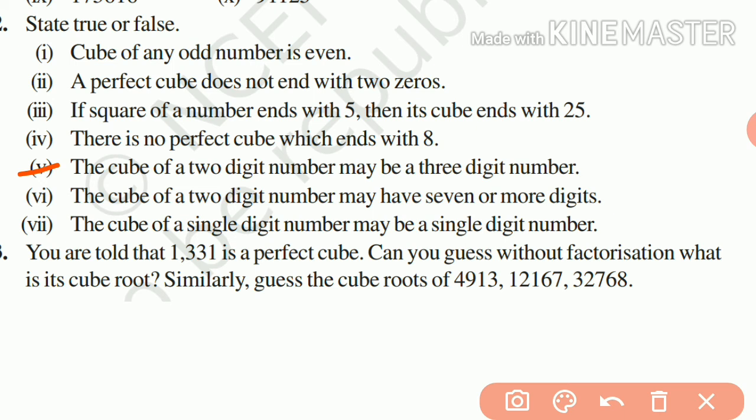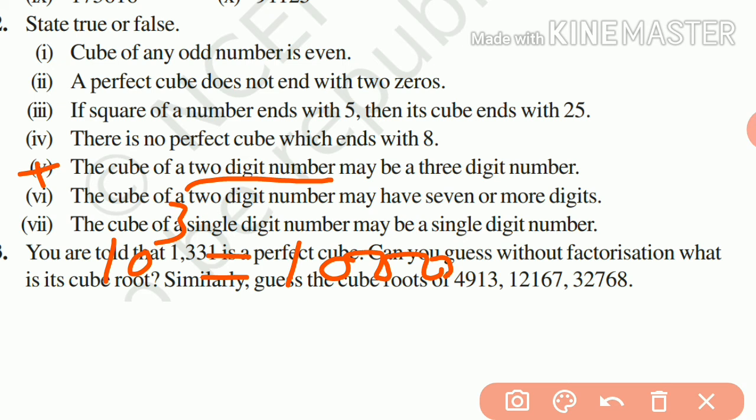Fifth part is, the cube of a 2-digit number may be a 3-digit number. The smallest 2-digit number is 10, and this statement is false. Why? Suppose the smallest 2-digit number is 10, and 10 cube is equal to 10 into 10 into 10. It means 1000.